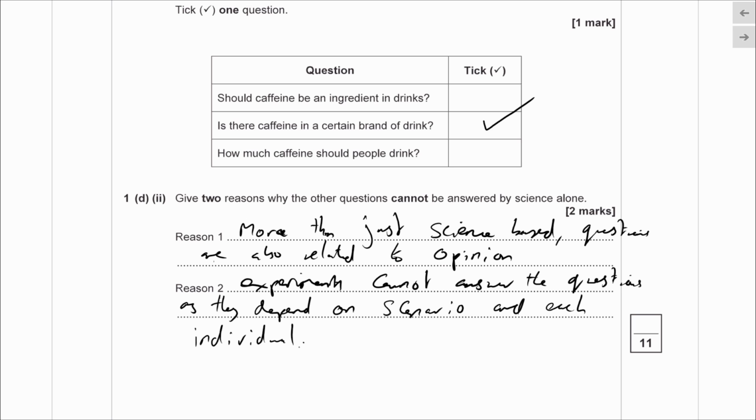Alright, there are loads more, obviously, that you could talk about. You could talk about costs. You know, should caffeine be in drink? You could talk about the costs of it. You could talk about the behavioural impacts it has on people, right? There's loads of things that you can go into, but these are just 2 very easy ones that I wanted to cover. Alright, and so that is the end of question 1.